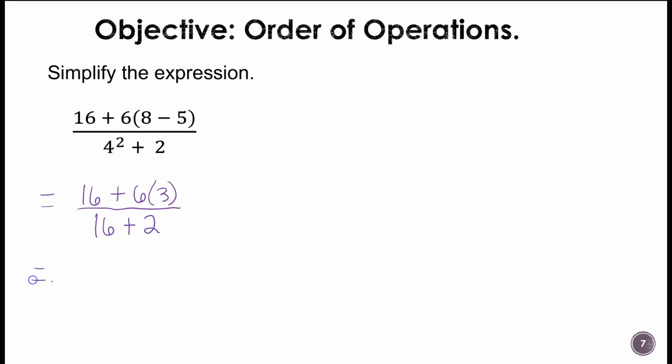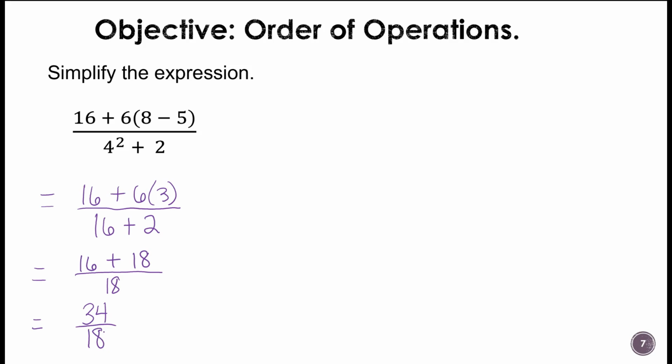2. Now we can't do anything on simplifying the fraction until we have just a number in the numerator and a number in the denominator. So in the numerator now we're going to have 16 plus 18, 6 times 3. In the denominator we have 18. So when I add 16 and 18, I'm going to have, let's see, 34. 6 plus 8 is 14. Yeah, that's right. Over 18.